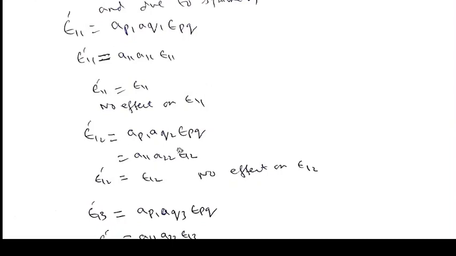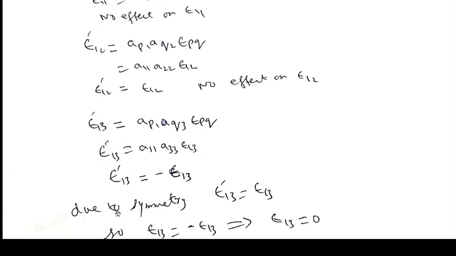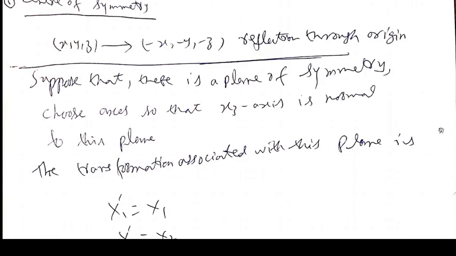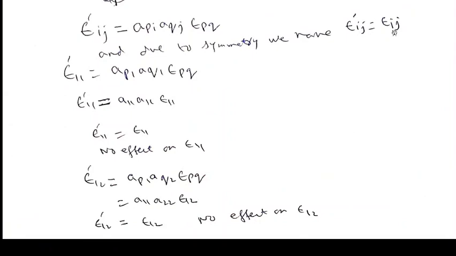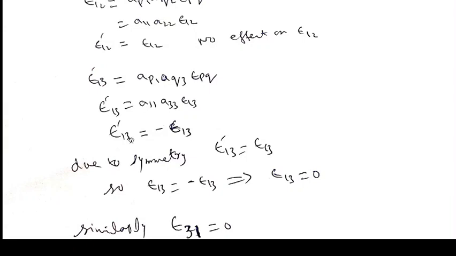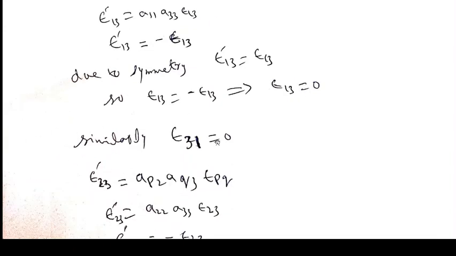Epsilon 1 2 dash: again no effect on epsilon 1 2. Epsilon 1 3 dash: here you have minus epsilon 1 3. Now, use this symmetry: epsilon dash 1 3 is equal to epsilon 1 3, and using the transformation law, you have epsilon dash 1 3 is equal to minus epsilon 1 3. Now from this and this, you can see that epsilon 1 3 is equal to minus epsilon 1 3, and epsilon 1 3 is 0. So using this transformation, your epsilon 1 3 becomes 0. Similarly, your epsilon 3 1 becomes 0.